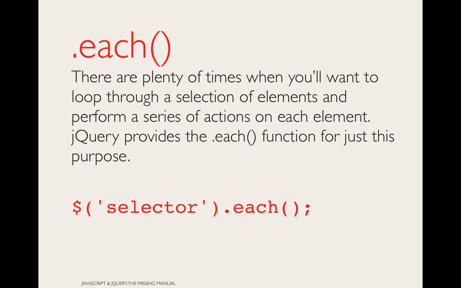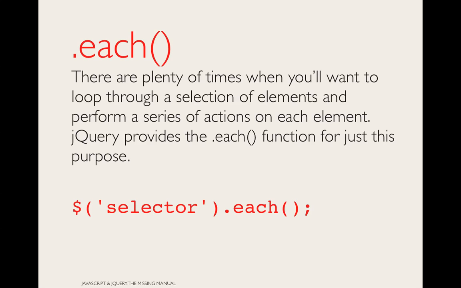Now, one thing you may want to do, there are plenty of times when you want to loop through a selection of elements and perform a series of actions on each element. Key thing is a series of actions. And to do that, jQuery provides the each function just for this purpose. So we'd have a selector on the left, each on the right, and you take a set of code, multiple lines of code on the right-hand side, and run each of them through it.